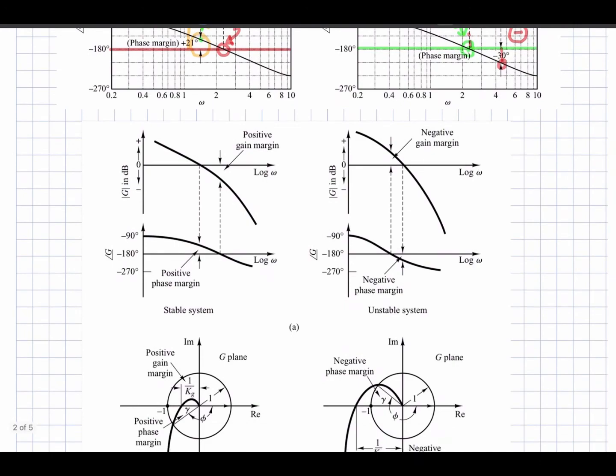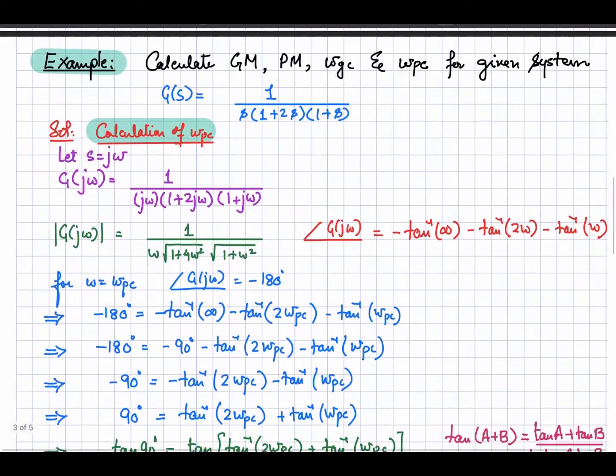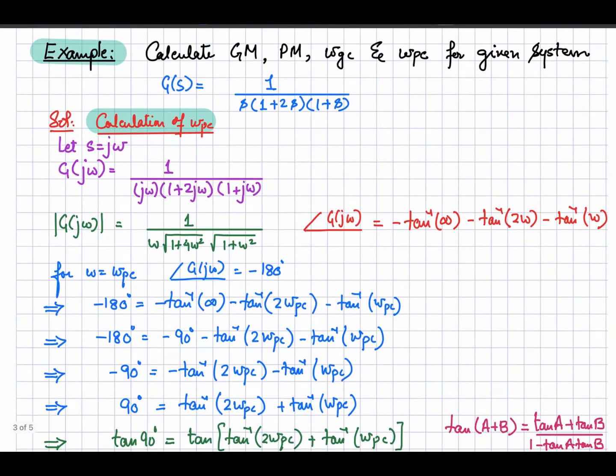Okay. So now let's look at an example in which we are going to calculate all of these things. We are going to calculate the gain margin, phase margin, gain crossover, and the phase crossover frequency for this particular transfer function. So what are the steps? First of all, you will have to replace s with j omega to get the sinusoidal transfer function. So if you replace s with j omega, you are going to get this transfer function, right? s with j omega over here, j omega over here, and j omega over here.